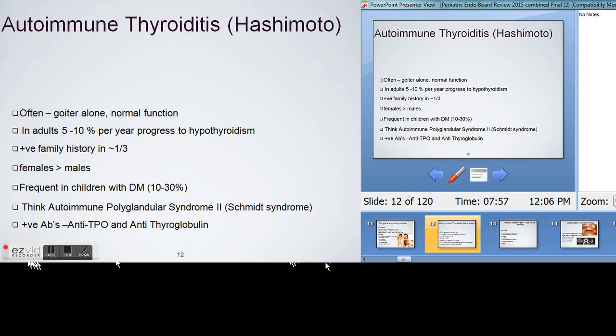Typically, a patient with autoimmune thyroiditis has a family history of thyroiditis, usually about a third of the patients. Females are usually more common than males, and it's frequently seen in patients with diabetes. About 10 to 30% of all patients with diabetes will have hypothyroidism, and that's why TSH is something we screen for annually in patients with type 1 diabetes, because they are at increased risk of developing this problem.